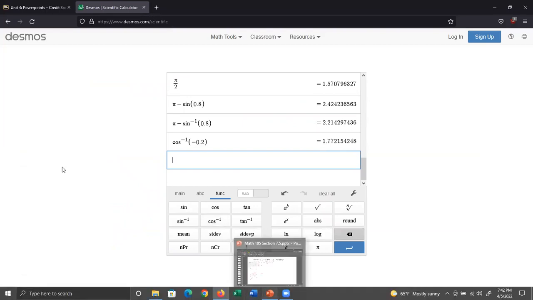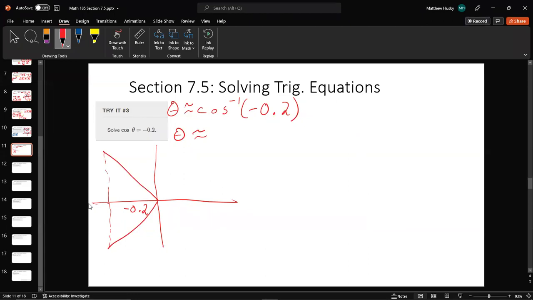1.7722. So that angle is 1.7722 roughly. That makes sense, by the way. Remember that this was about 1.57 for pi over 2. This is pi, meaning it's 3.14. So 1.77 would be somewhere between those two numbers.